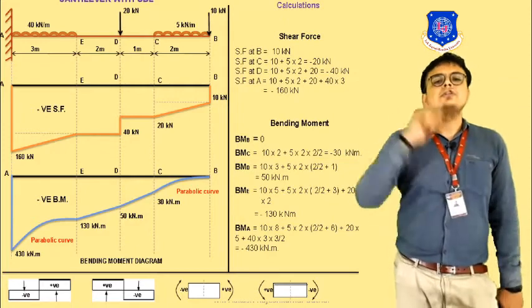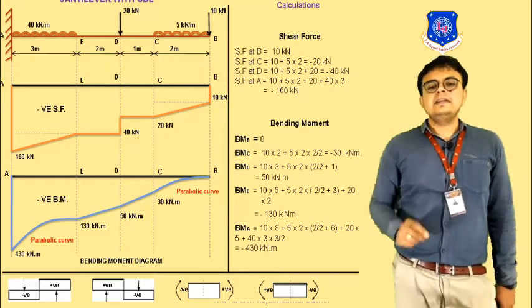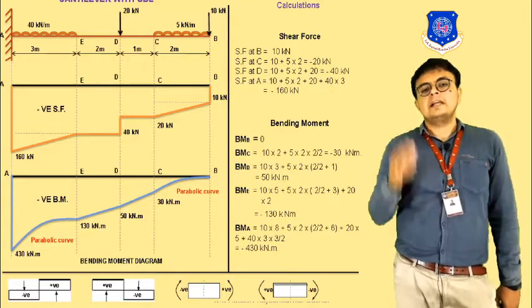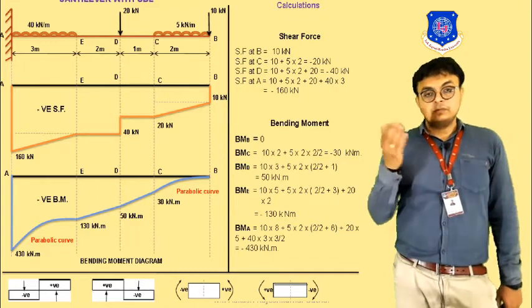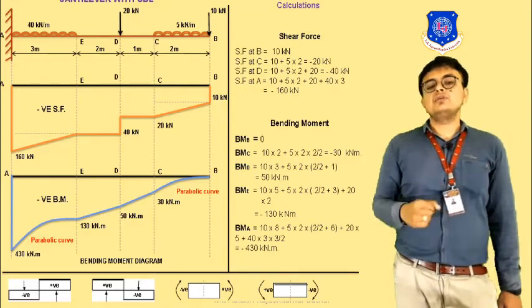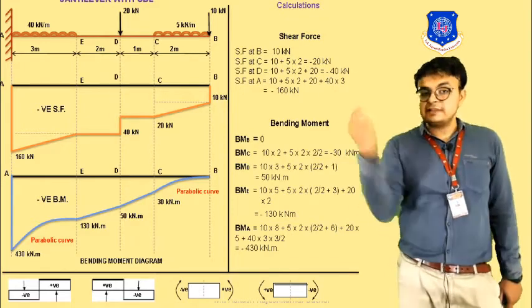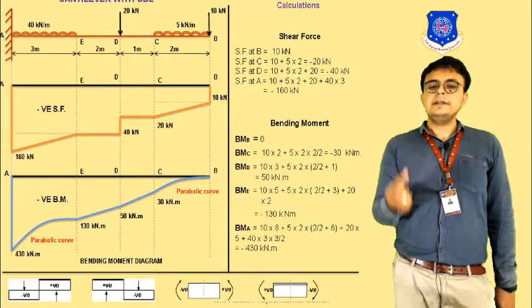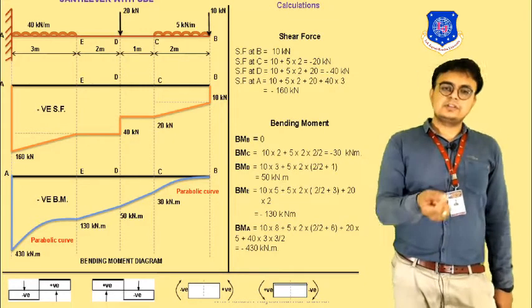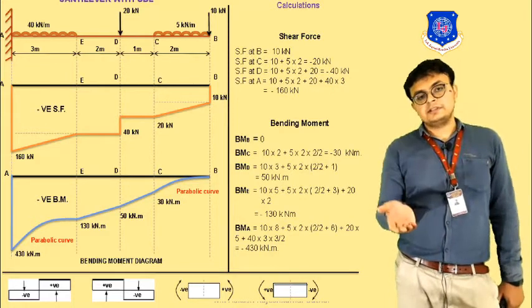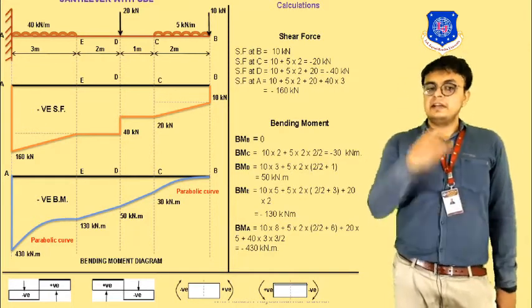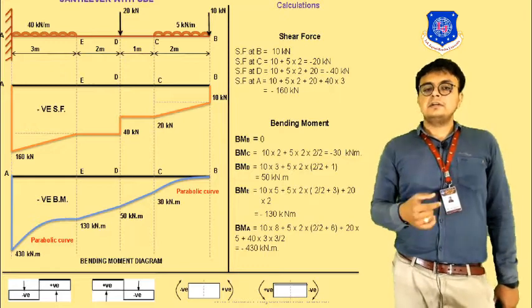Okay. So at point B, it is 10 kilonewton. After that at C, we are getting 20 kilonewton. But from B to C, we are having the UDL of 5 kilonewton per meter, so it will be a slanting. After that, it is constant till D from just left. Now moving from just left to just right, we are having the 20 kilonewton point load.